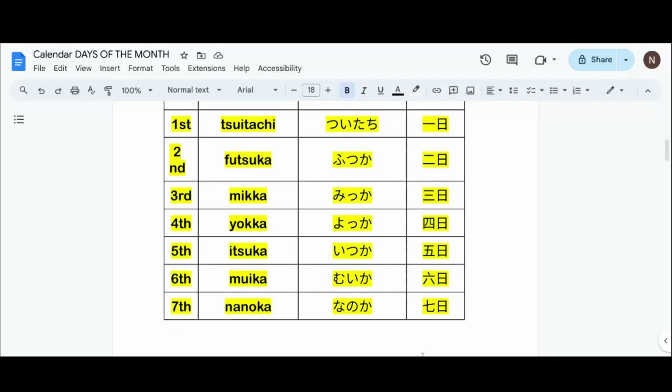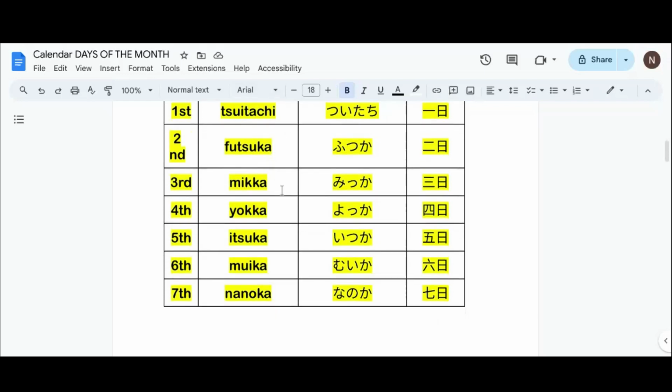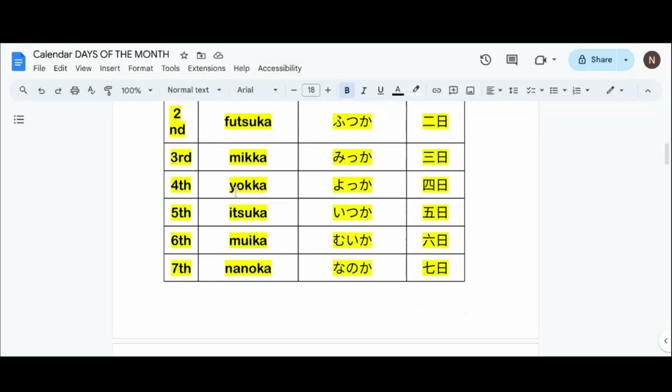Then the second is futsuka. For your second. For your third, mika. Mika. And then for your fourth, yoka. Yoka.